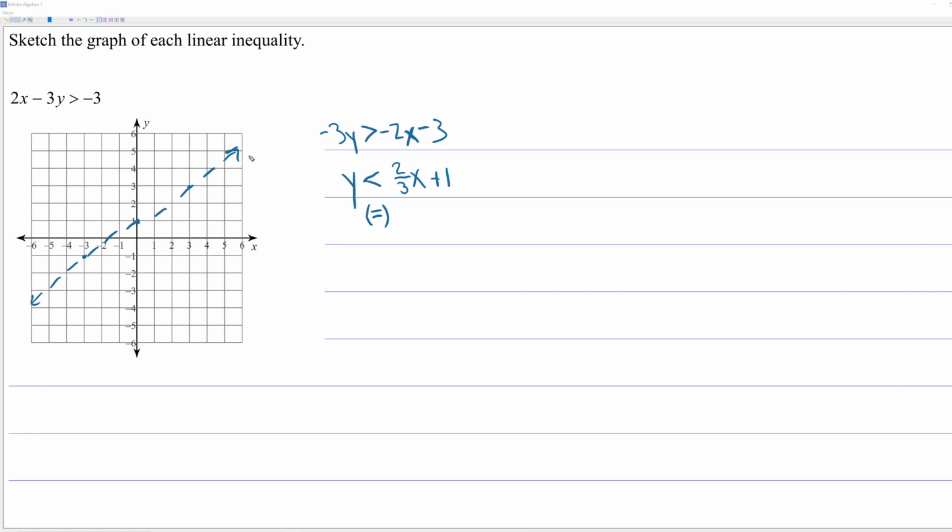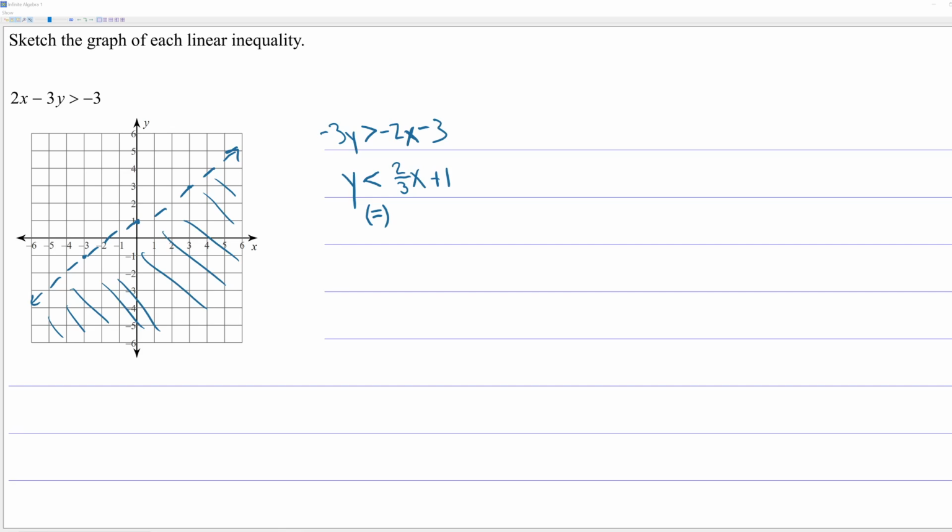And now we have to shade. However, this question is different. It says we want all of the points where the y value is less than what you get on the line. That means we shade everything below the line. So the shaded region, but not the points on the line, satisfy the inequality.